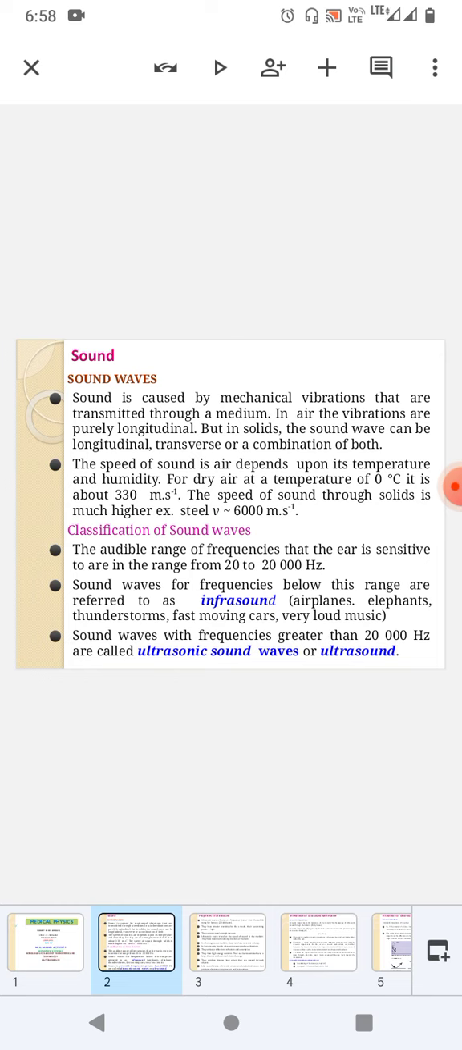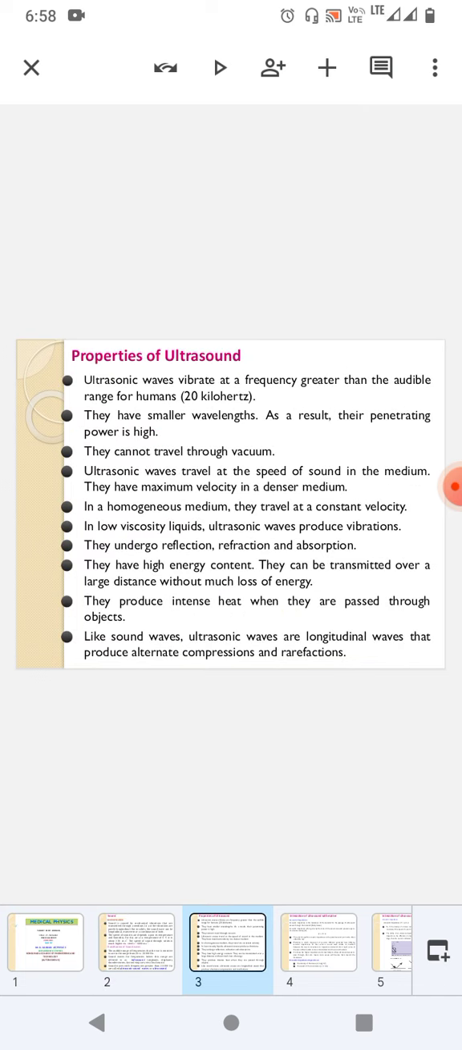In air, the vibrations are purely longitudinal, but in solids, the sound wave can be longitudinal or transverse in nature, or a combination of both. The speed of sound in air depends upon the temperature and humidity present in the air. For dry air at a temperature of 0 degrees Celsius, it is about 330 meters per second. The speed of sound through solids is much higher. For example, in steel, it is on the order of 6000 meters per second.